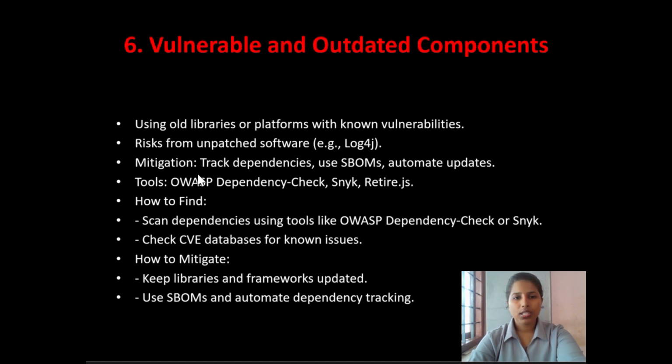So how do we detect all this? We can use OWASP Dependency-Check, Snyk, and even GitHub security alerts. And how do we mitigate? Use a software bill of materials, that is SBOM, avoid abandoned libraries, and always monitor the CVE database. That's how we can find out the outdated components.